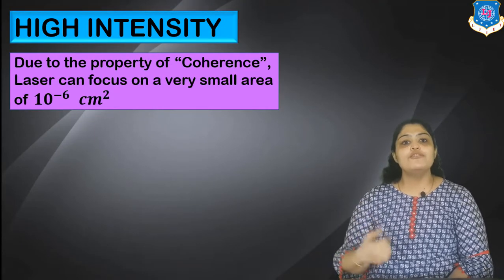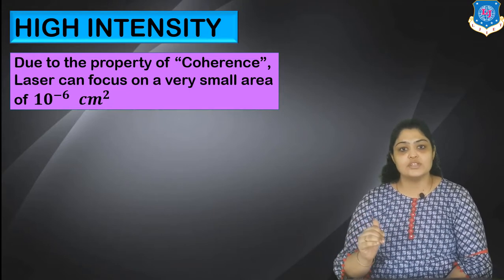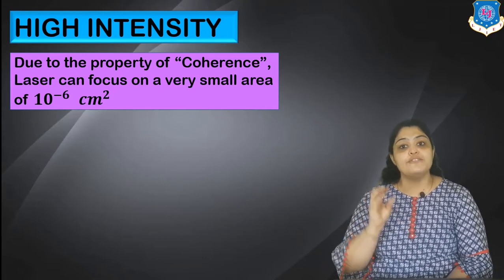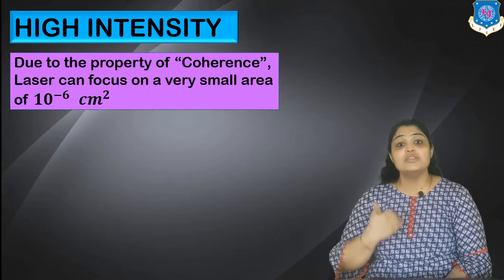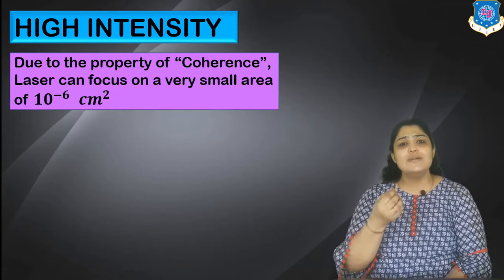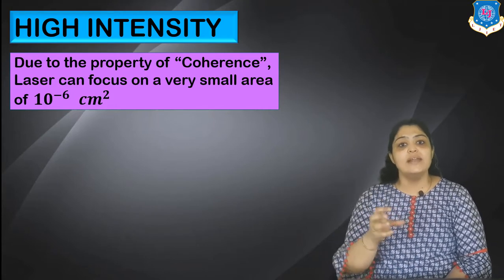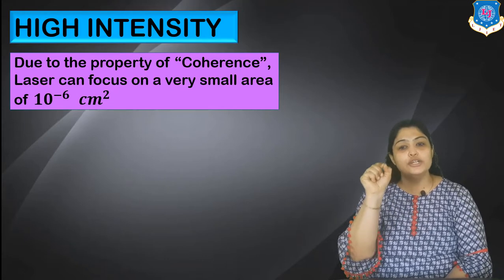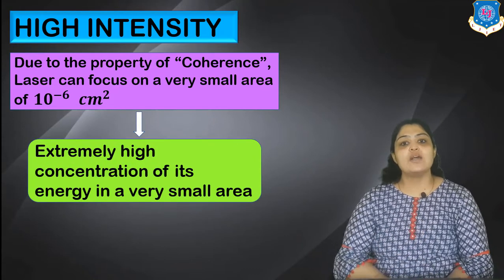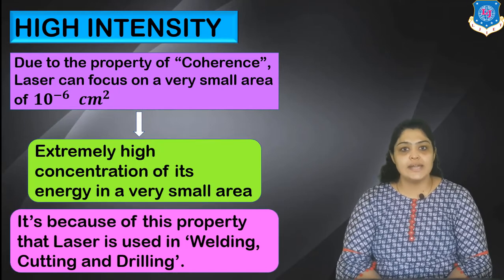Due to the property of coherence, because all the constituent photons travel in the same direction and move together, laser can focus on a very, very small area. How small? As small as 10 raised to minus 6 centimeters square. So it is less than a dot. It's a very small area. That means the entire light energy can focus on a very small dot-like point. This is known as extremely high concentration of energy in a very small area. This is the meaning of high intensity.